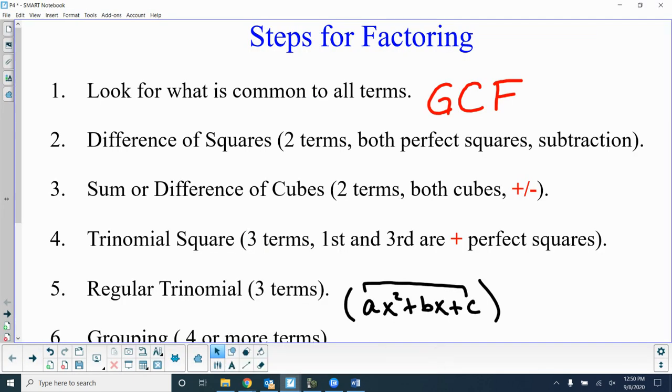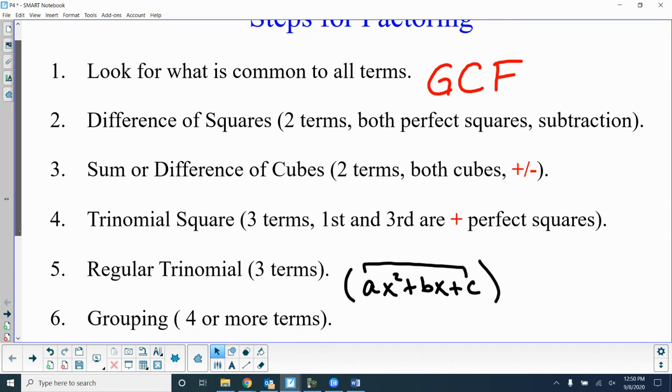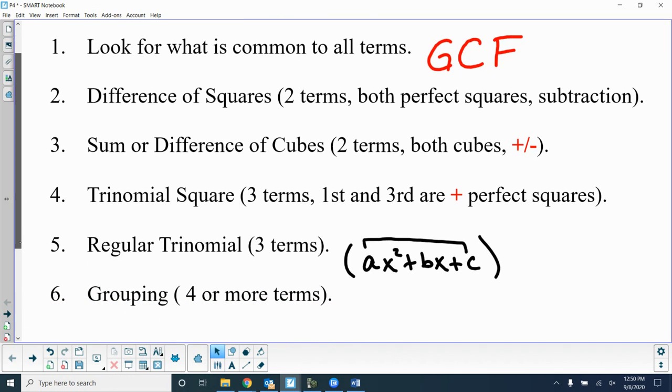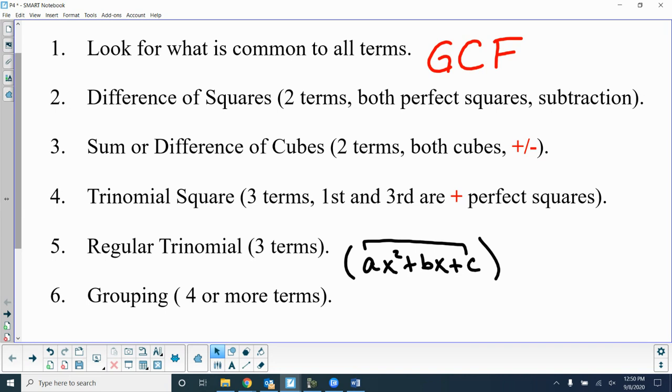So when I factor, I always go through these steps in my mind. Okay? First one, look for what's common. I call it a greatest common factor, GCF. All right? It could have 2, 3, 4, 10 terms in it. Okay? Look and see if there's something common to all the terms.